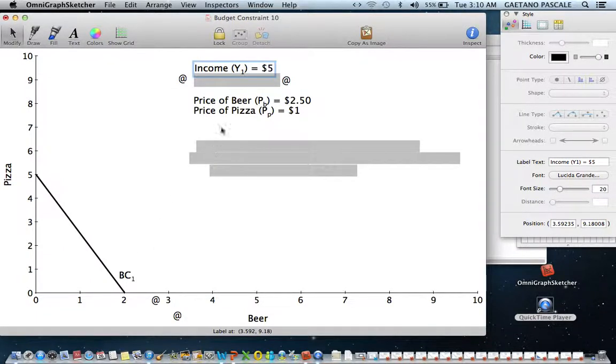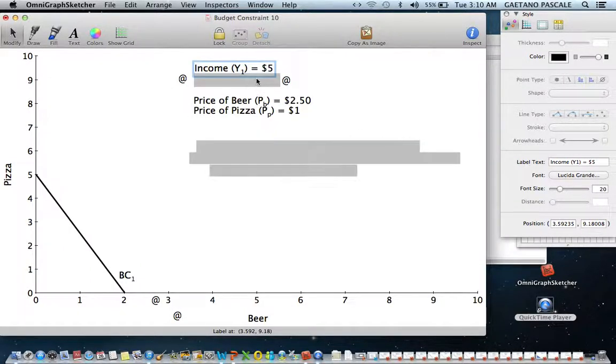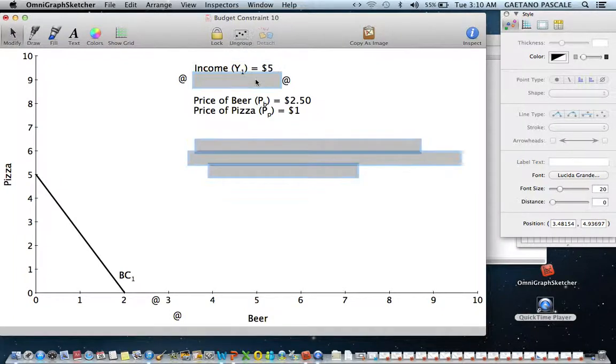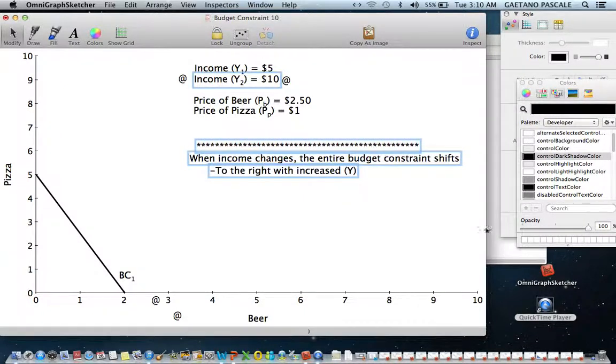If I decide on the opposite end that I want to spend all my money on pizza, if I have $5 to spend and pizzas cost me $1 apiece, I can buy 5 pizzas. So those are the two extreme ends of the budget constraint, and if you connect them with a straight line, that will give you your budget constraint. What's important to know is what happens when things change. If income changes or price changes, how does that impact the budget constraint? So let's take a look at that.